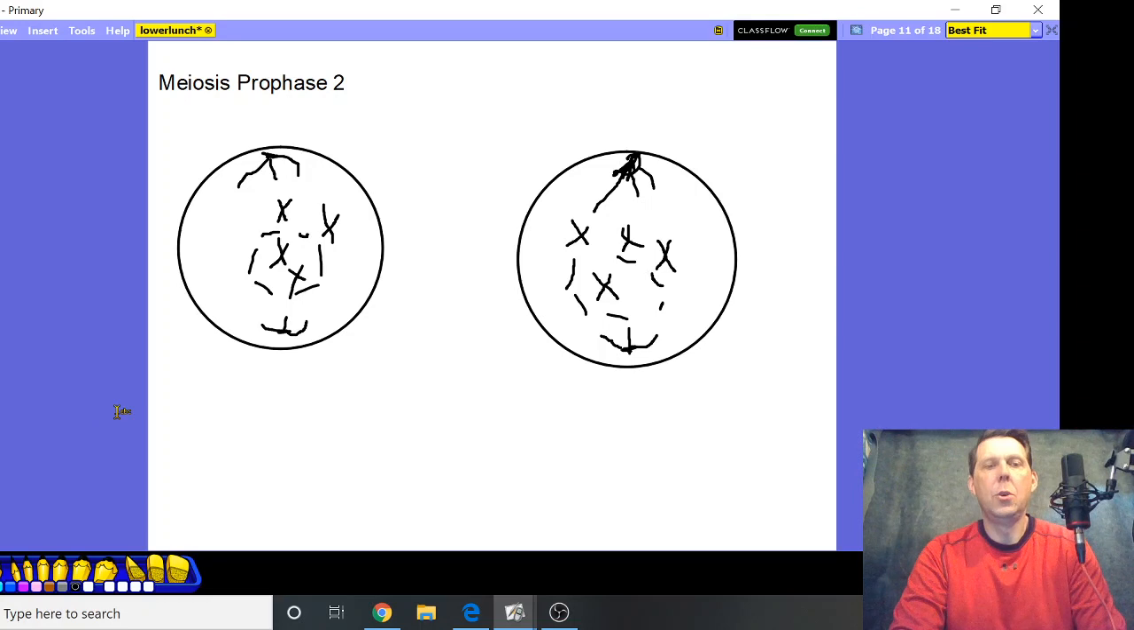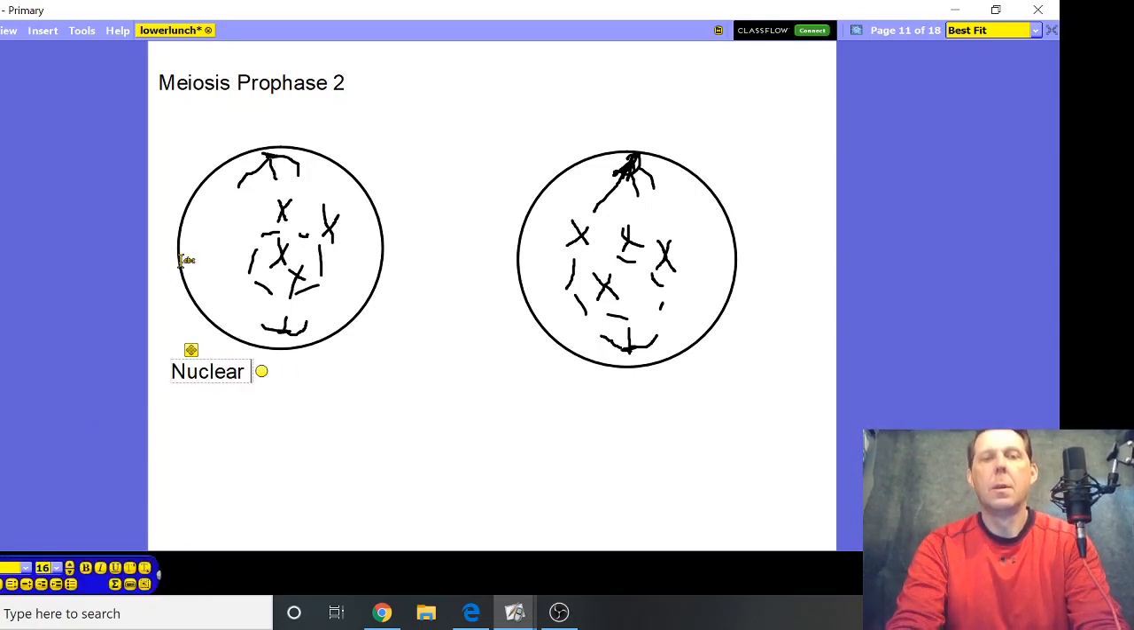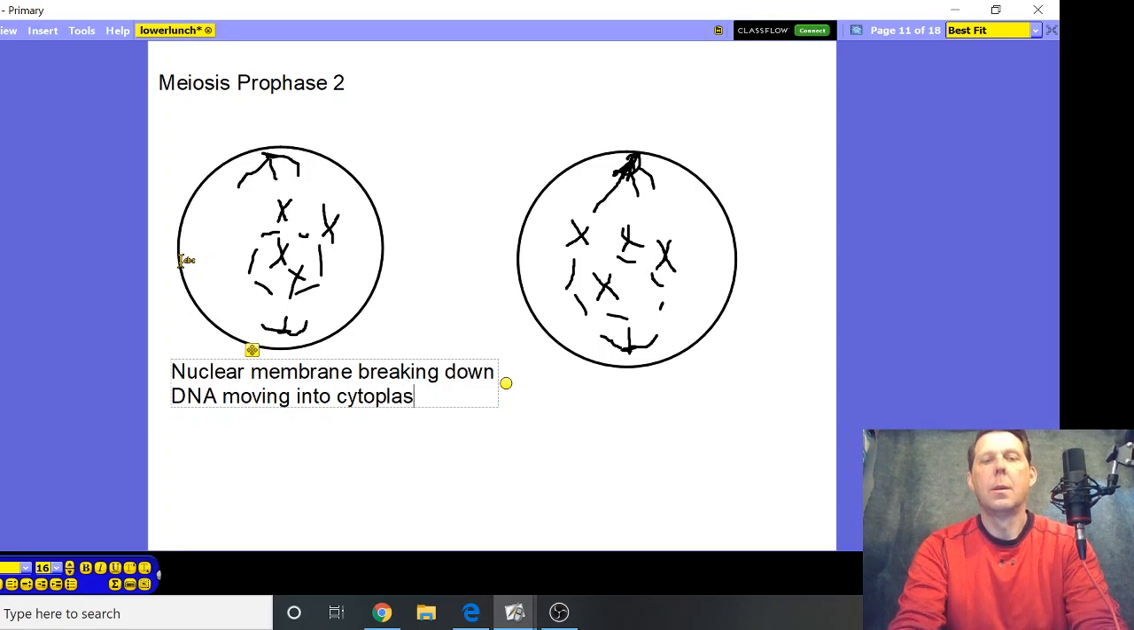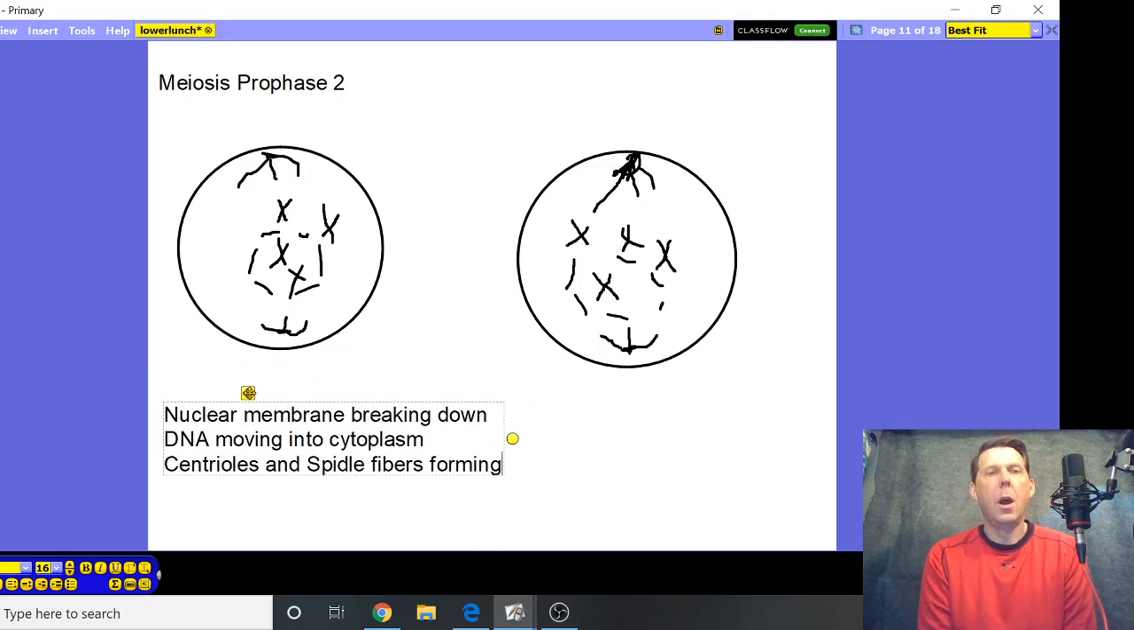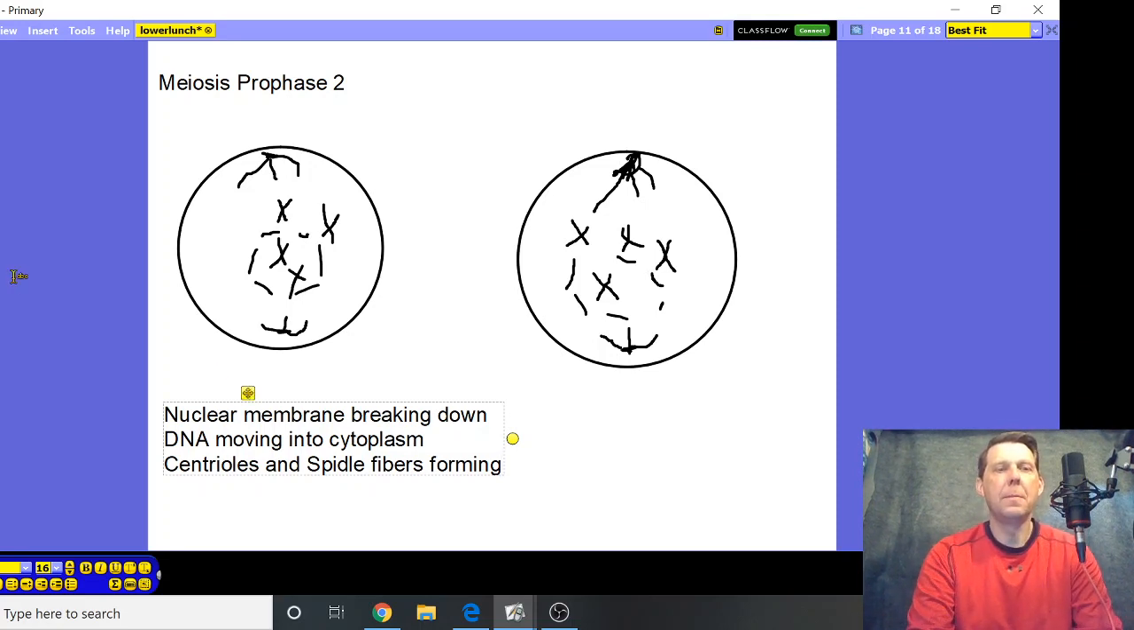All right, so nuclear membrane breaking down, DNA moving into cytoplasm, centrioles and spindle fibers forming. Okay, prophase 2. Before we get on to the next one, let's think about what's going to happen now. We have prophase and metaphase. Think for a second what's going to happen here. I'm envisioning metaphase, chromosomes lined up in the middle, right?